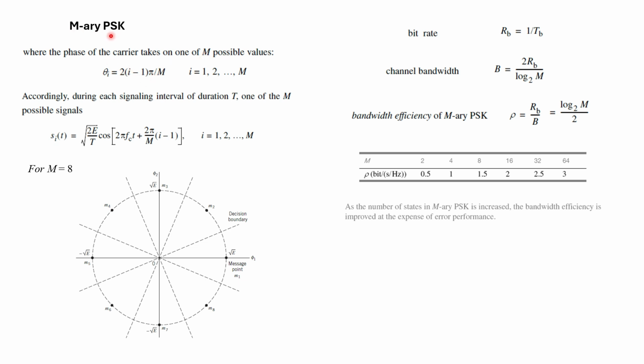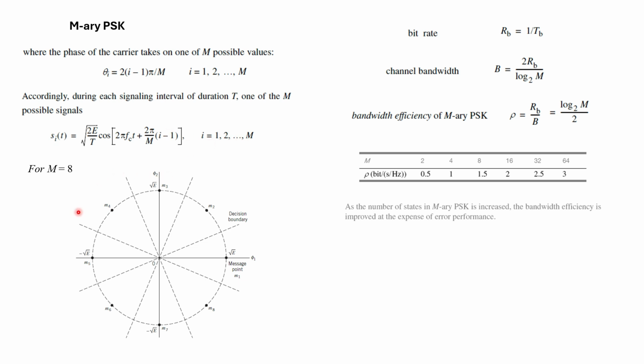Now, in M-ary PSK, we are going to transmit one of M possible values of the phases. So, accordingly, the equation is represented like this. Si of t, the signal to be transmitted, is given by square root of 2E by T cos of the carrier frequency term plus 2 pi by M into (i minus 1). Here you go on substituting the value of i from 1 to M.